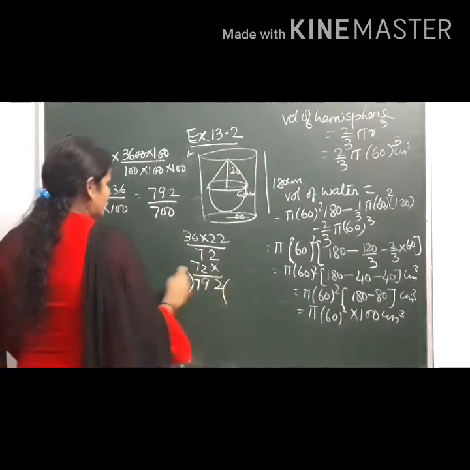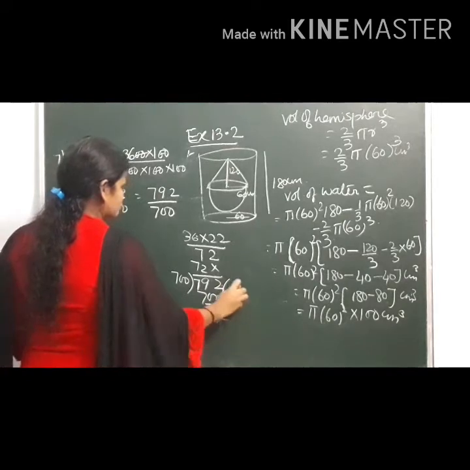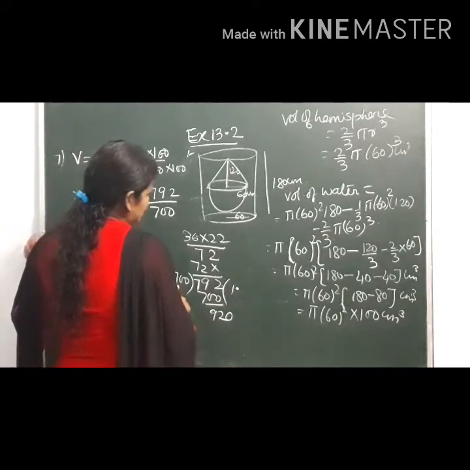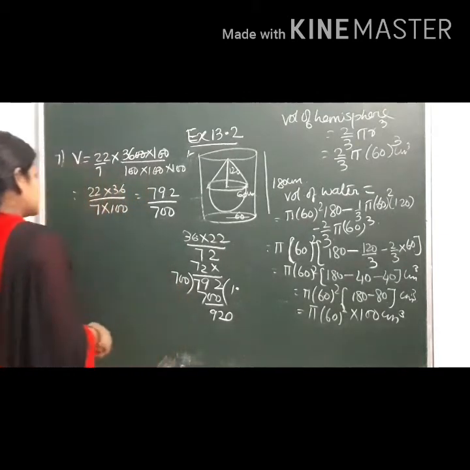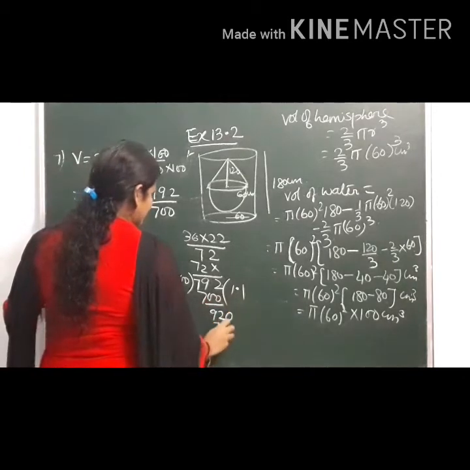2 6s are 12, 72, 2 7s are 14, 792. So 792 by 700. So this is divided by 700. 700 1s are 700, 92.0. Next, what we will get here, 700, 1 is 700, and so on.